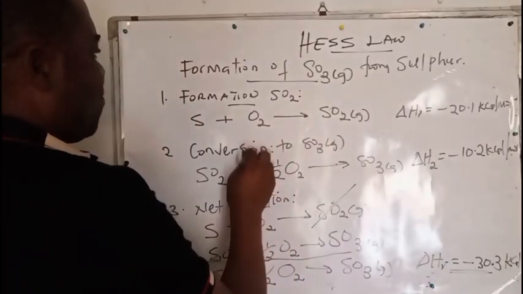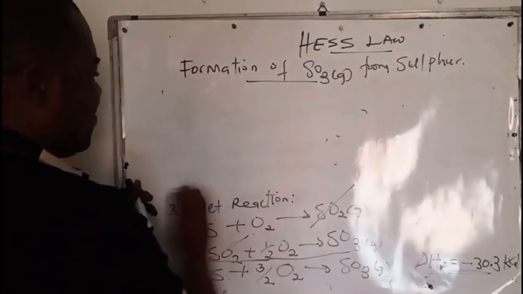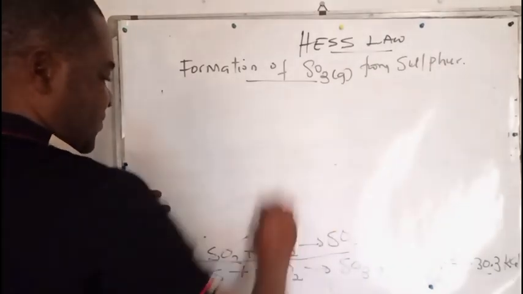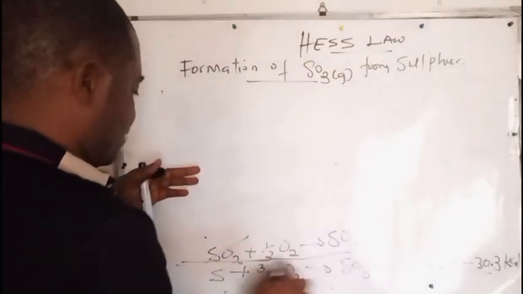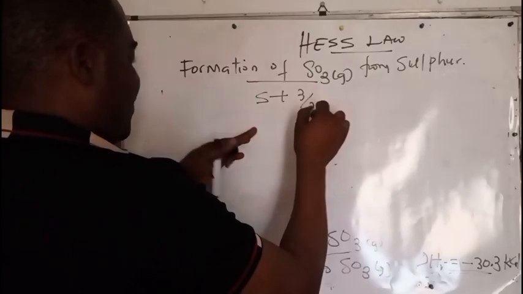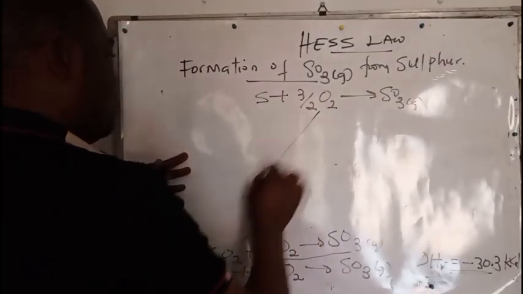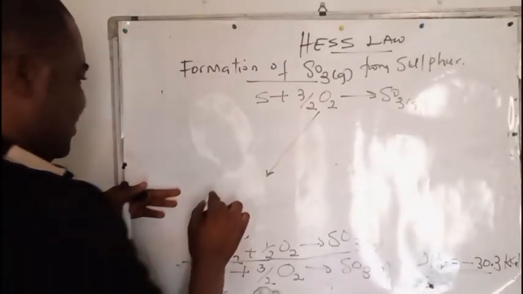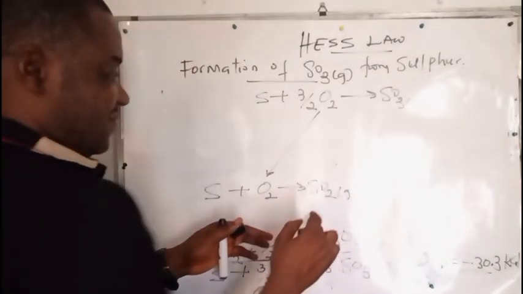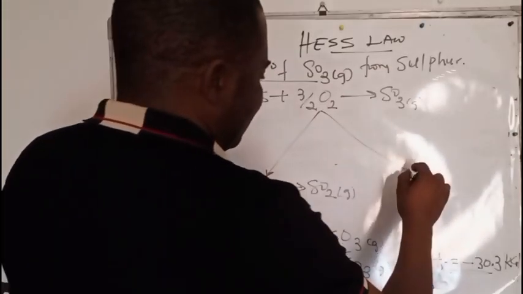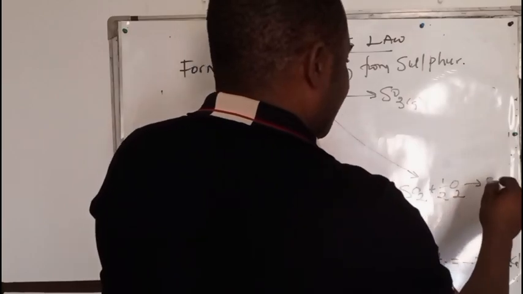From the Hess law diagram, what that means is that we can have our first reaction, which is the initial one, S plus 3/2 oxygen arriving at SO3 gas. We can also pass through the various steps where sulfur plus oxygen gives us SO2 gas, which is one of the steps. Or we can pass through where we have sulfur dioxide plus this to give us sulfur trioxide gas.